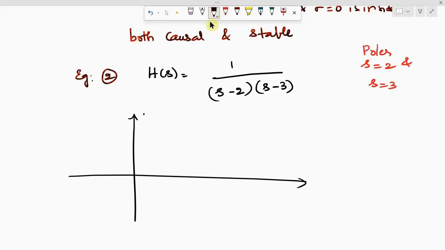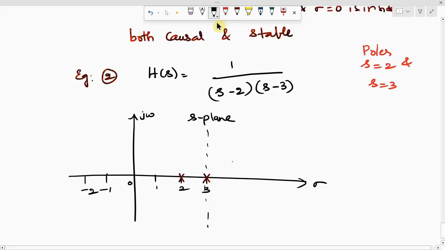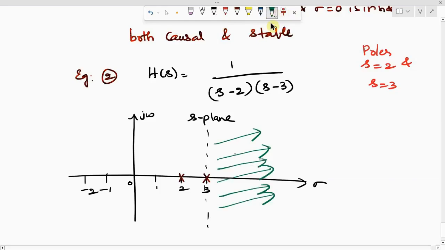So, on the positive axis, 2 and 3. The poles are at s equal to 2 and s equal to 3, one each. And now I am representing the ROC directly. I am just assuming the ROC, so there is no point behind how the ROC is plotted. Just I am assuming the ROC is like this.